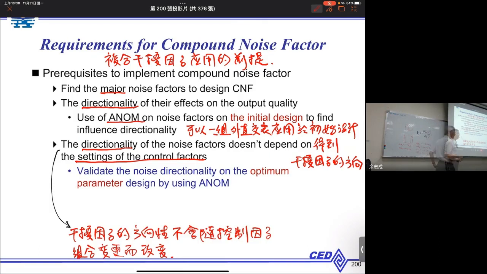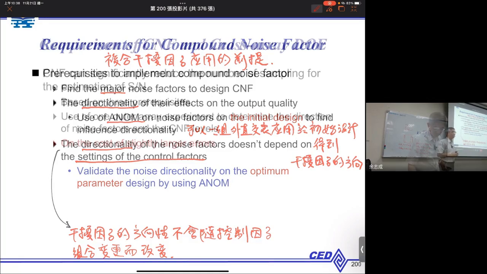If you are not sure, you can check again once you get the optimum design. From that optimum design, you can apply another outer array to the optimum design, and analyze the direction of the noise vectors at the optimum design to double check if the direction is still the same.